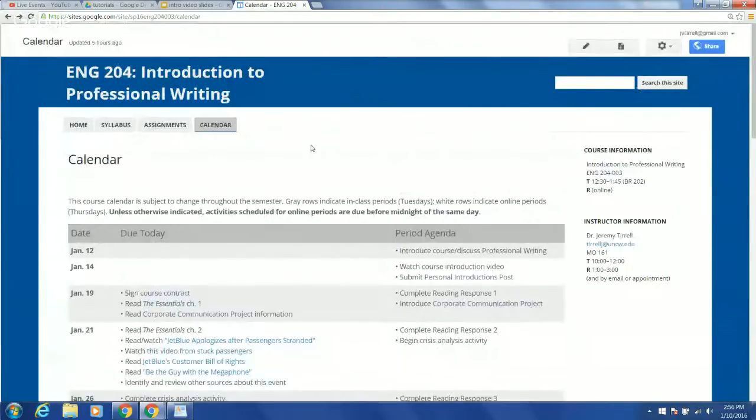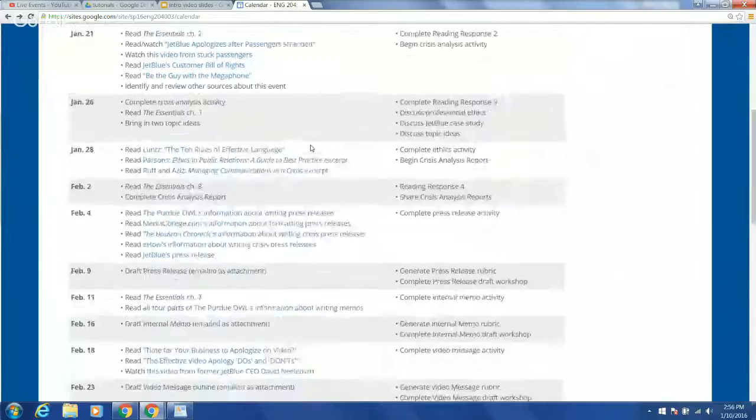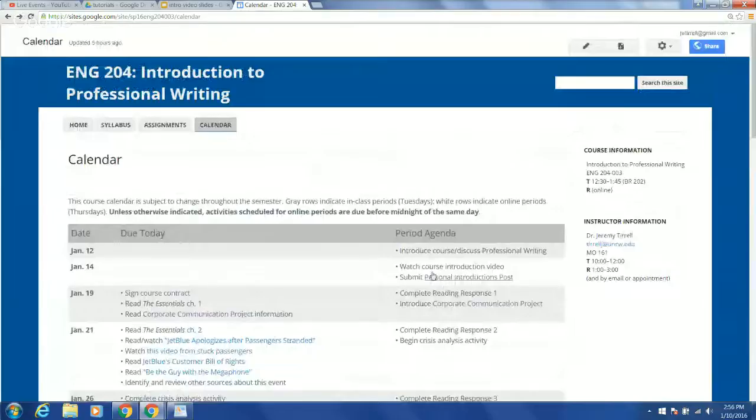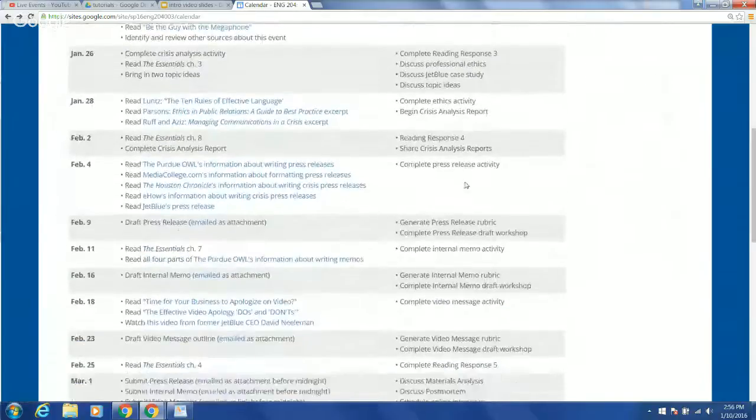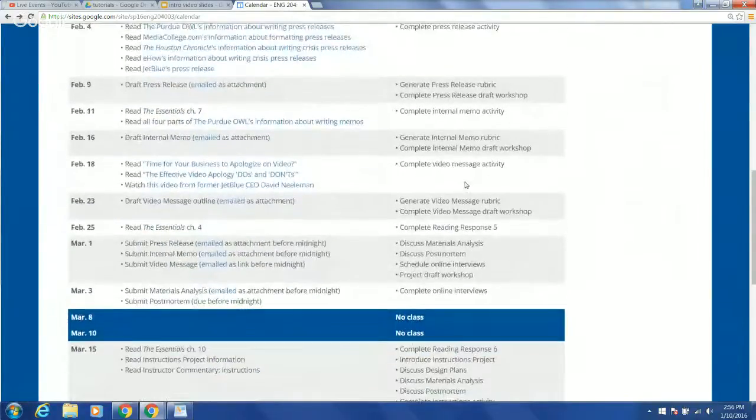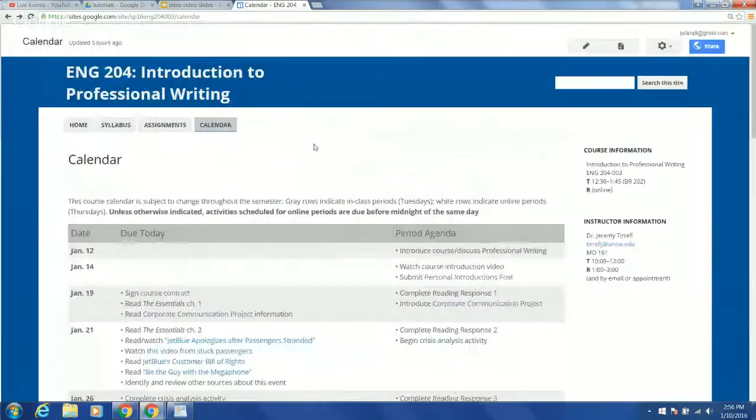The calendar, as I mentioned, spells out everything you have to do, so you can just go through and click stuff. Right now, I've only linked for the first couple of meetings, because I'll be adding links as we go rather than link them all up at the beginning. It's just kind of confusing. Calendar, that's the main thing. You can just walk through it, keep up with the class.